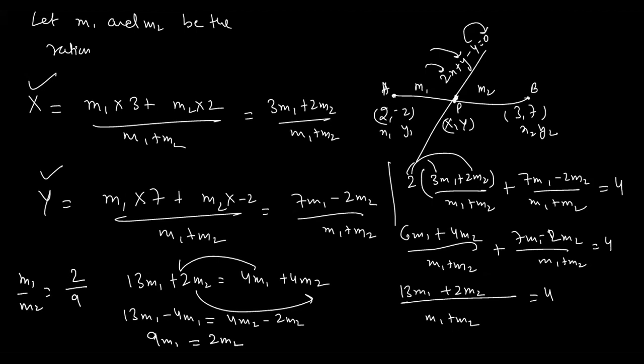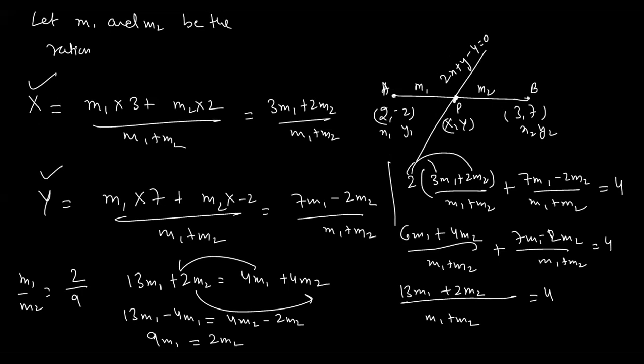Yeah, why not? So first of all, we are assuming that m1 and m2 are the ratios in which this line segment having the equation 2x plus y minus 4 equals to 0 is dividing this line. So we are assuming that P is that point where it is dividing the line AB in the ratio m1 and m2, and assuming that the coordinates of P are capital X and capital Y.